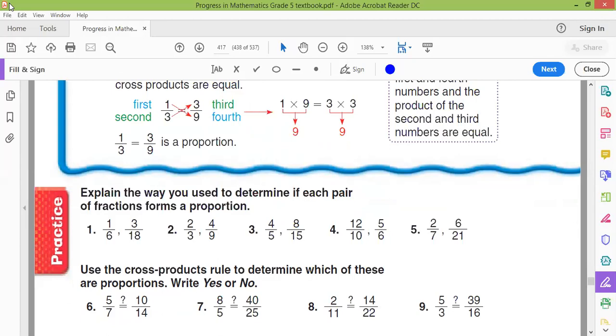We can use it. We'll use the cross product. Okay. So who will solve question number 1?